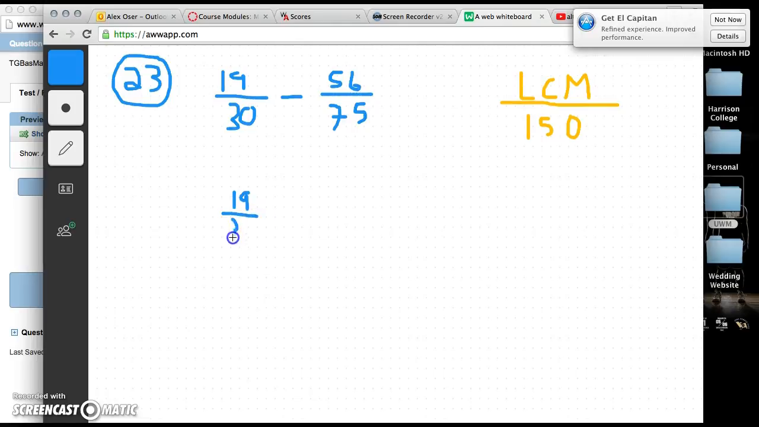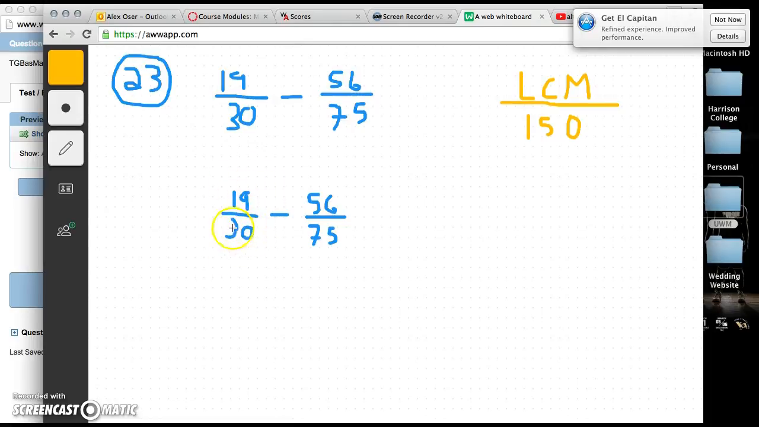So we have 19 over 30 minus 56 all over 75. All right. So now, let's concentrate on this fraction over here to the left.